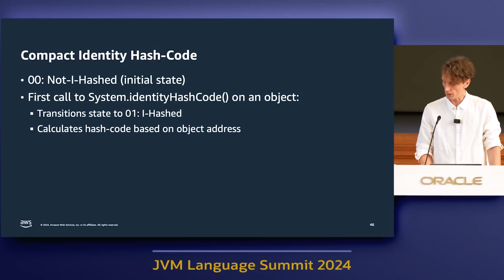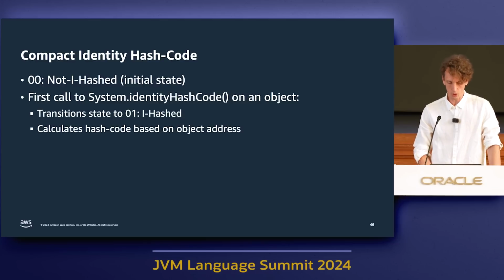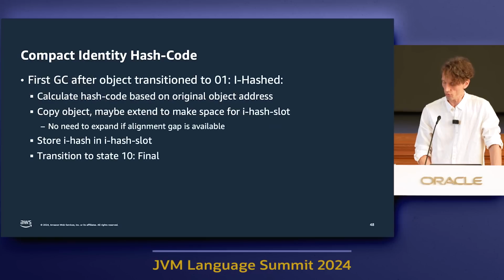And a bit more in detail, the state transitions is basically exactly this. It starts out with the default initial state. It's not identity hashed yet. As soon as identity hash code is called for the first time, we transition the state from 0 to 1, which means we have called it at least once. And then we calculate the identity hash code based on the object address. And we keep doing this for every subsequent call until the next GC moves this object around.